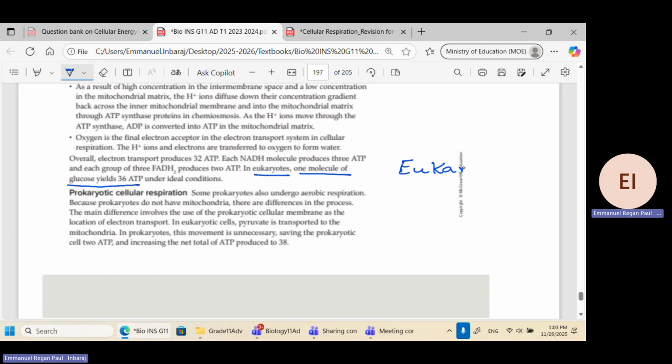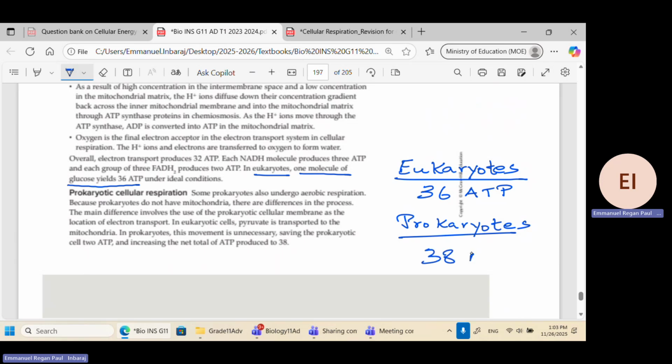In eukaryotes, meaning humans and plants, how many ATP are produced? What is the total number of ATP? 36 ATP in eukaryotes. In prokaryotes, meaning bacteria, how many ATPs are produced? They produce 38 ATP.